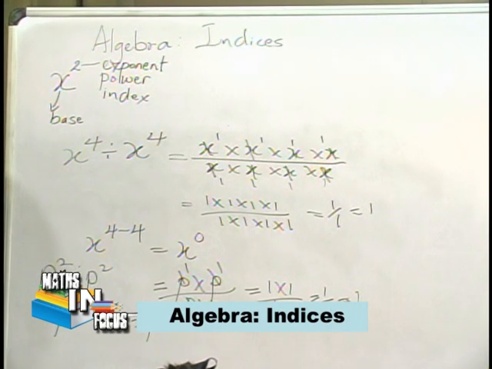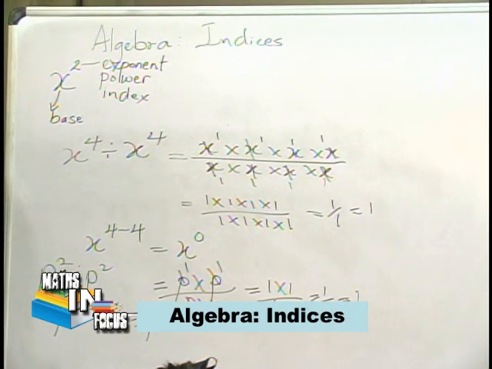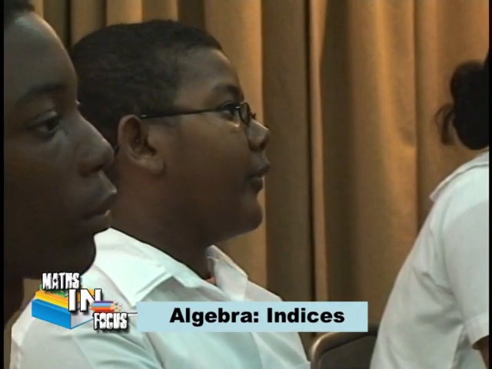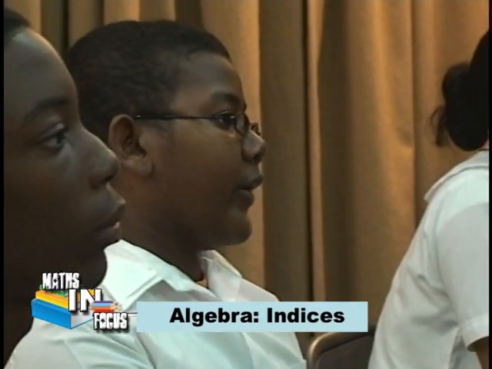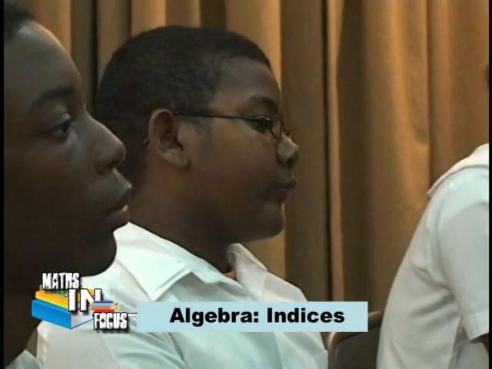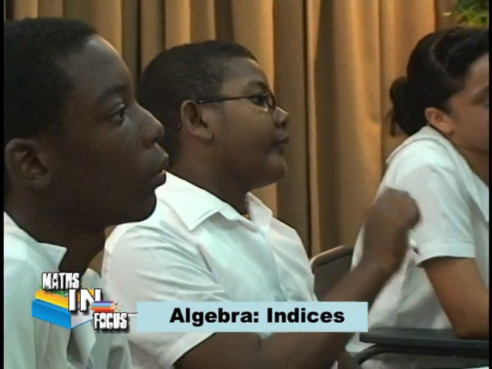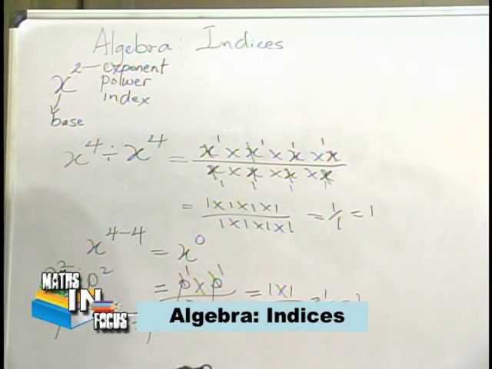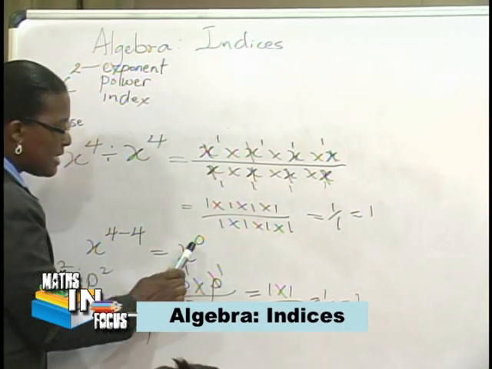Jonathan, you want to tell me? When the bases are similar, you just subtract the powers. But now we're looking at x to the 0 and we're looking at 1. Juliana? What conclusion can we come to with x to the 0 and the 1?